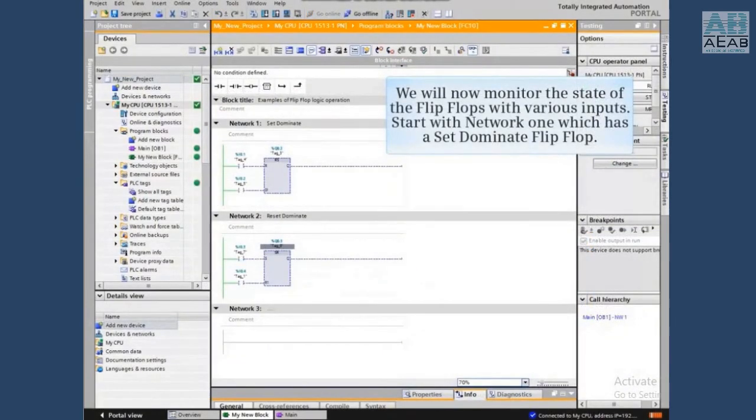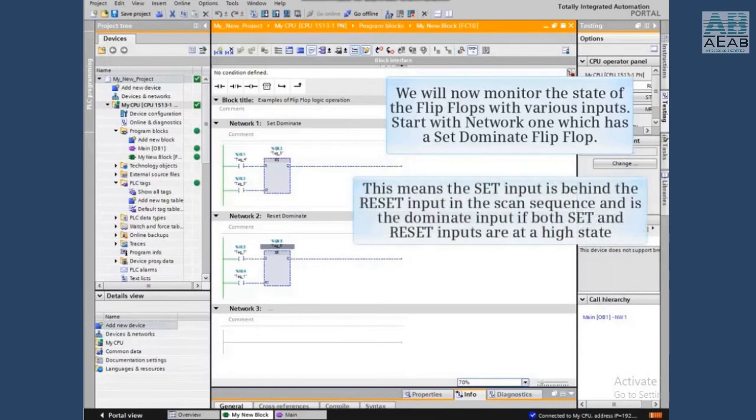We will now monitor the state of the flip-flops with various inputs. We will start with network 1, which has a set dominant flip-flop. This means the set input is behind the reset input in the scan sequence and is the dominant input if both set and reset inputs are at high state.